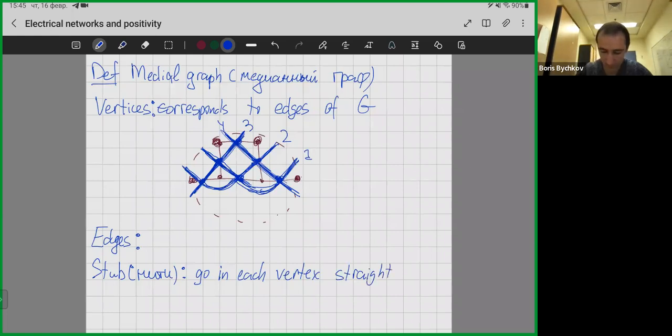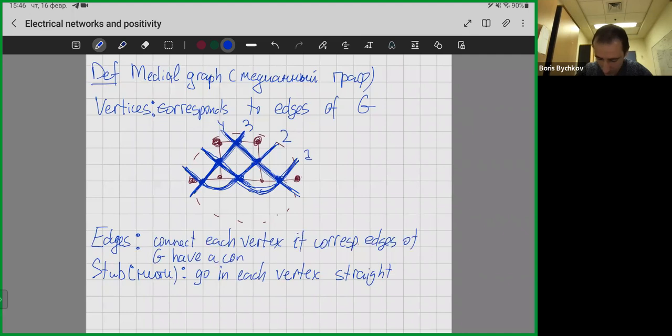And the edges: we connect each vertex if the corresponding edges of G have a common vertex. Okay. So yeah, the degree of each vertex is equal to 4, so it's a 4-regular graph.